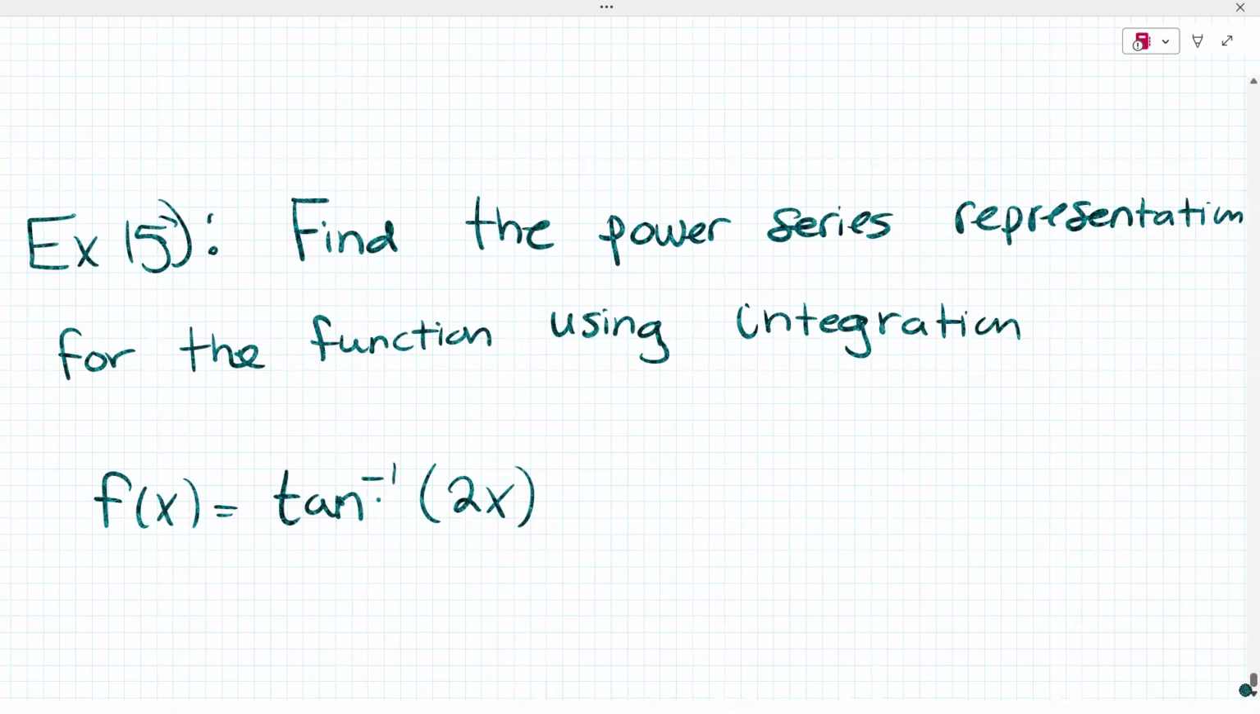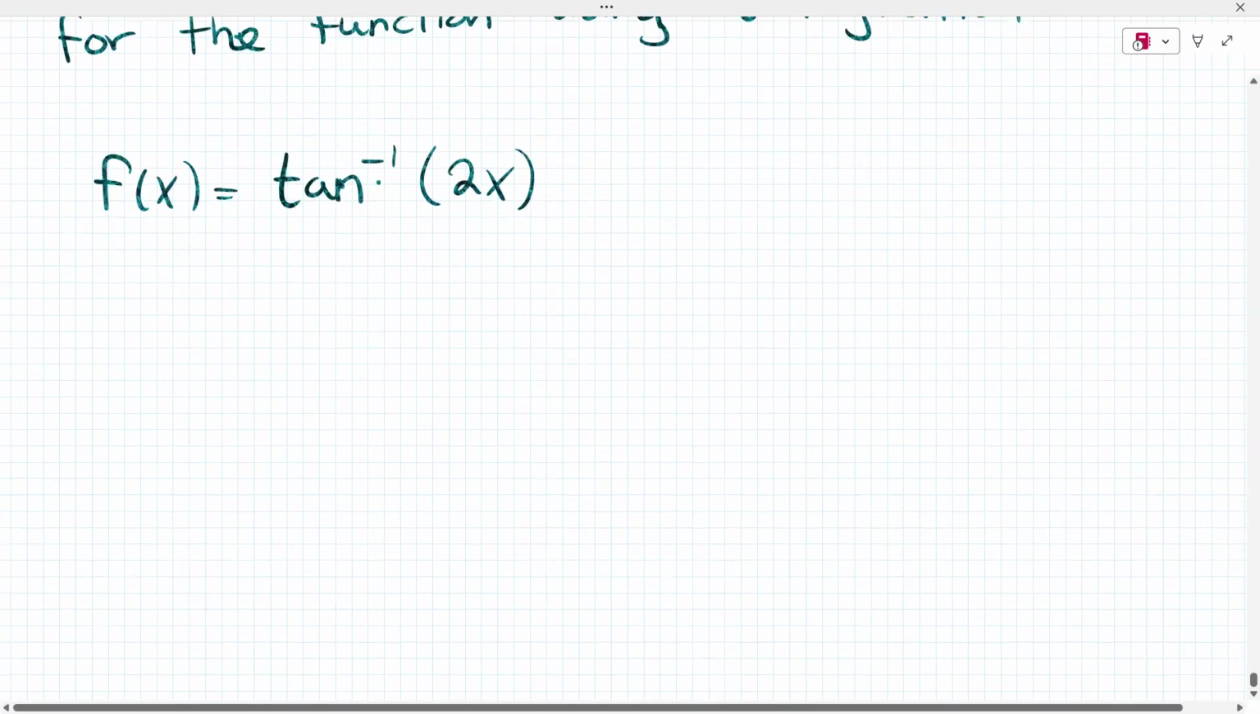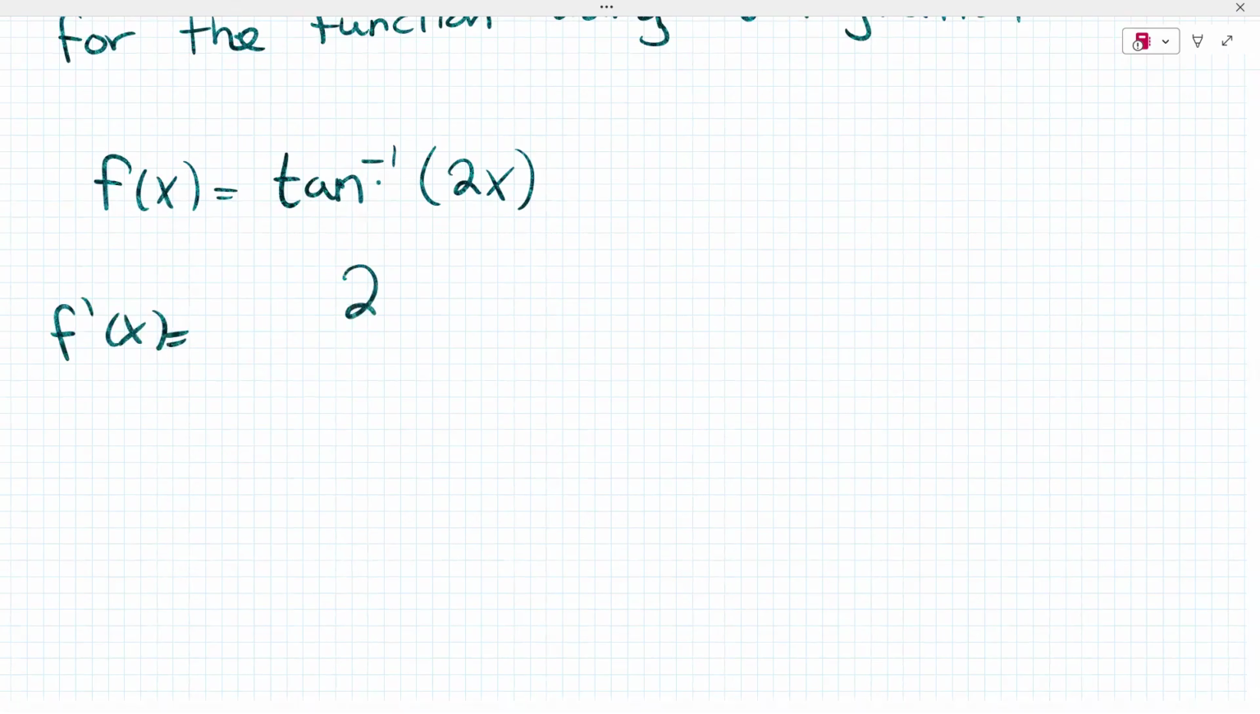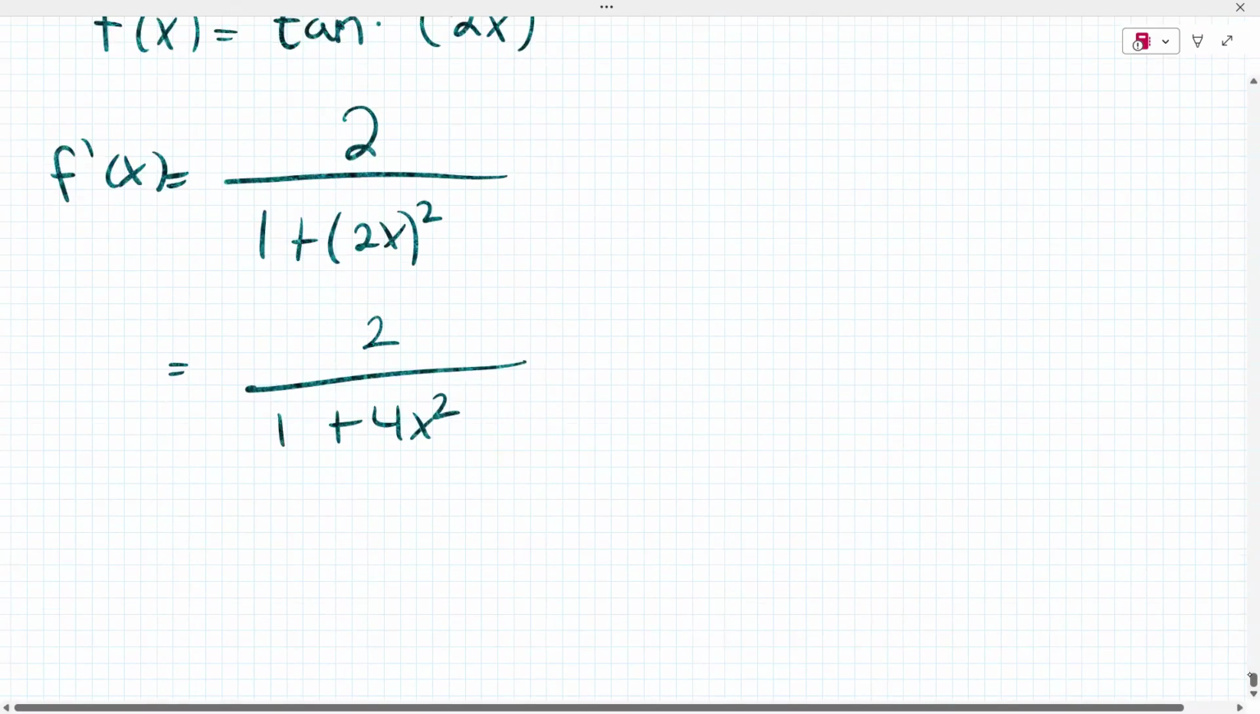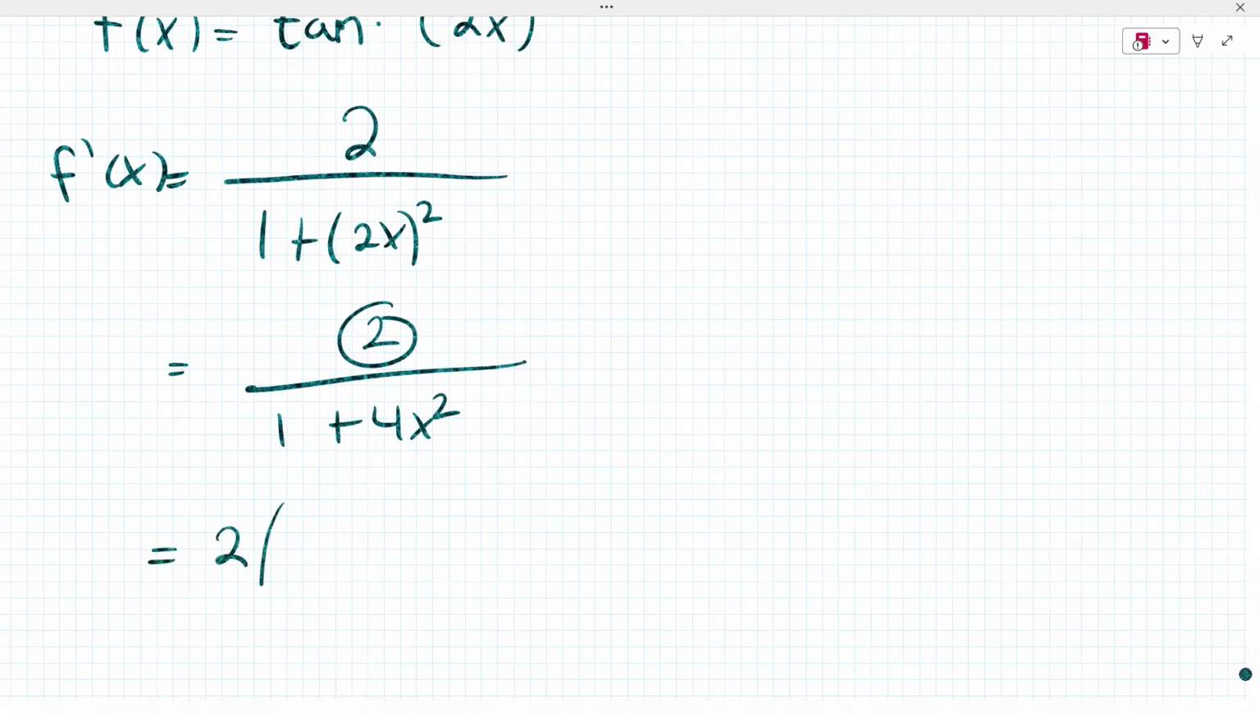So first what I would do is take the derivative of f of x. So that would be f prime of x equals 2 over 1 plus 2x squared, right? The derivative of tan inverse is that, and then that simplifies as 2 over 1 plus 4x squared. Then what I would do is somehow let's make this 2 into a 1. I would factor out that 2, so that would be 2 times 1 over 1 plus 4x squared.